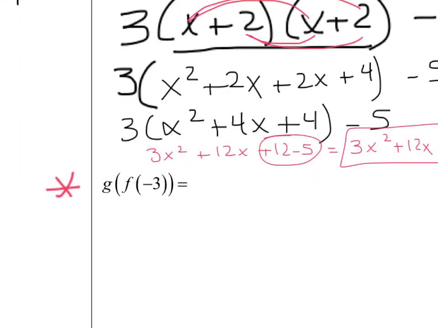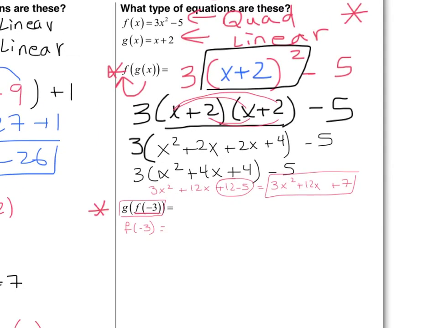Let's move on. So g of f of negative 3. So you need to know what f of negative 3 is. So let's calculate that. F of negative 3. Now what is f? F is 3x squared minus 5. Let's write it down. So f of x is 3x squared minus 5. So f of negative 3 would be 3 times negative 3 squared minus 5. So see what I did? I substituted negative 3 for x.